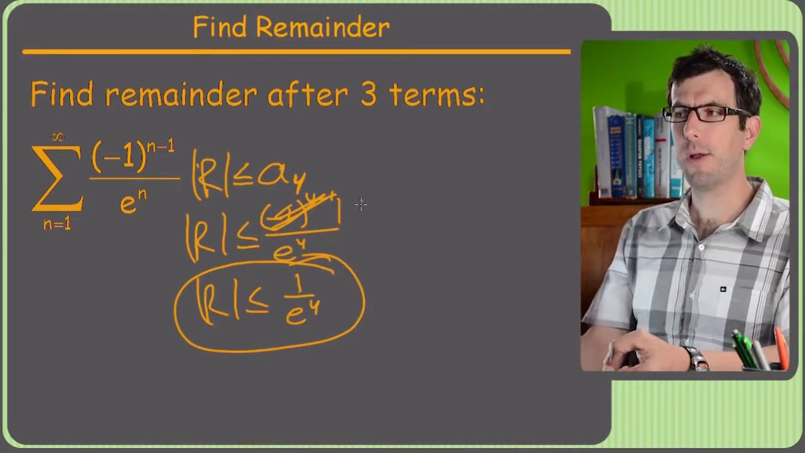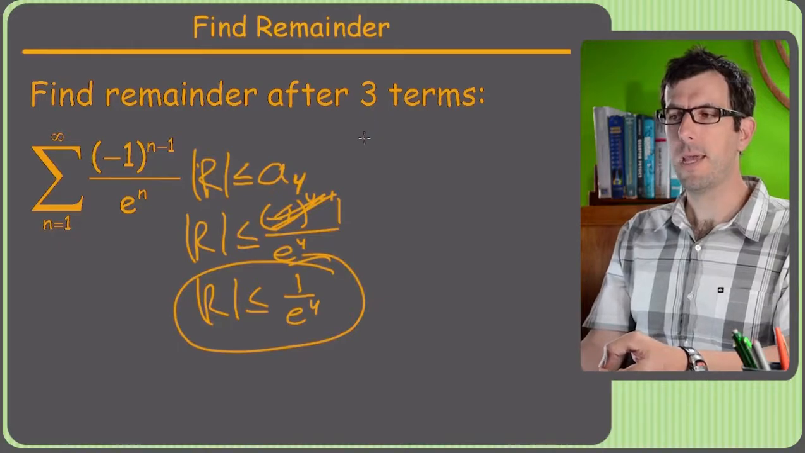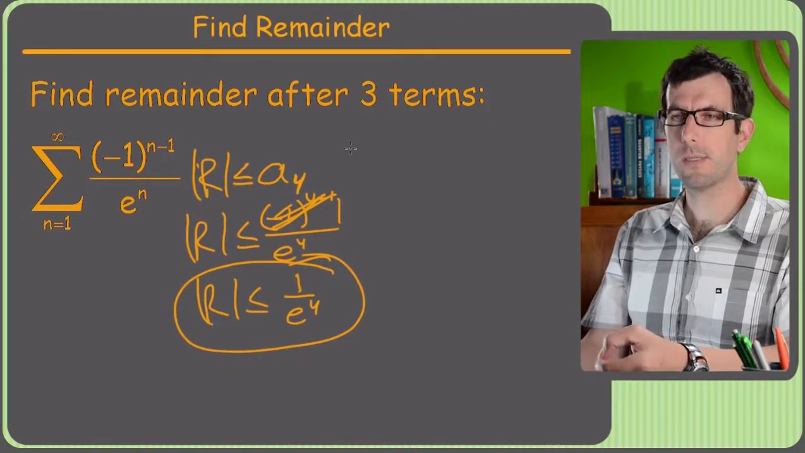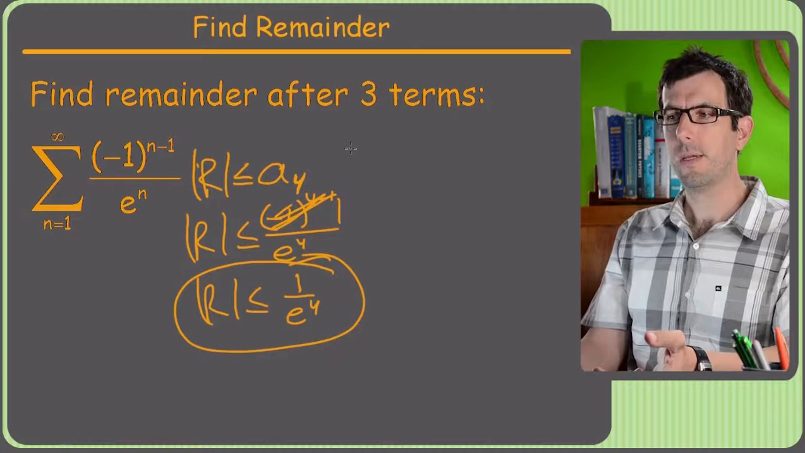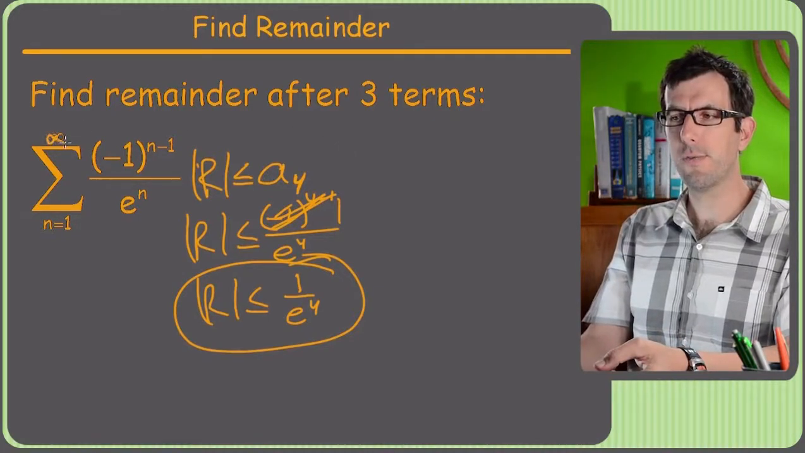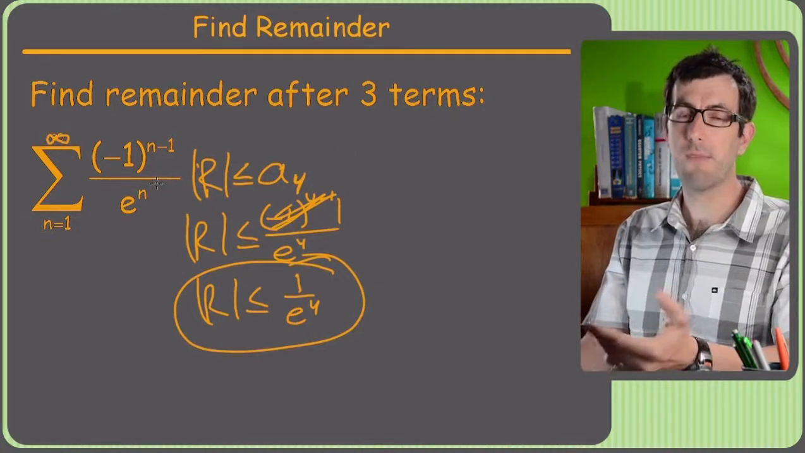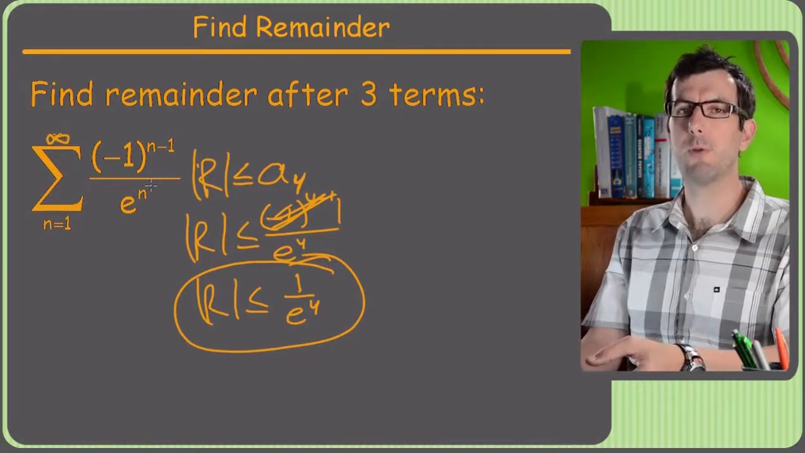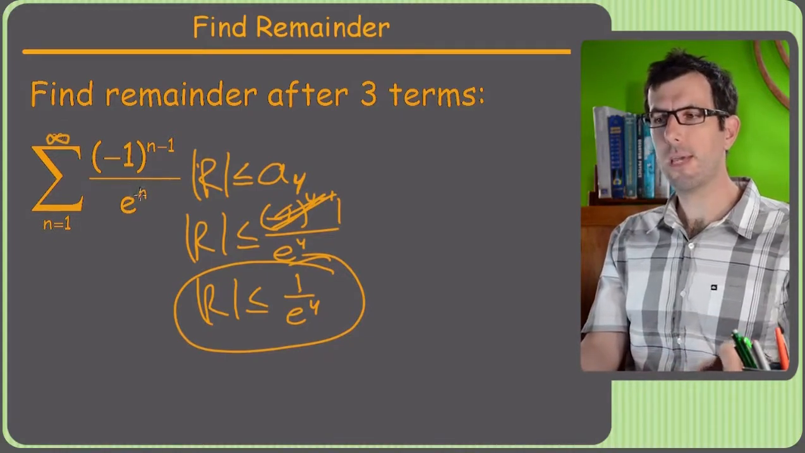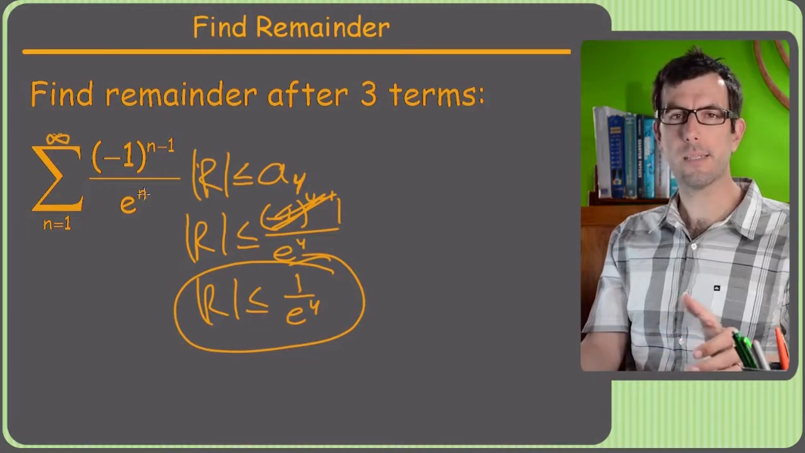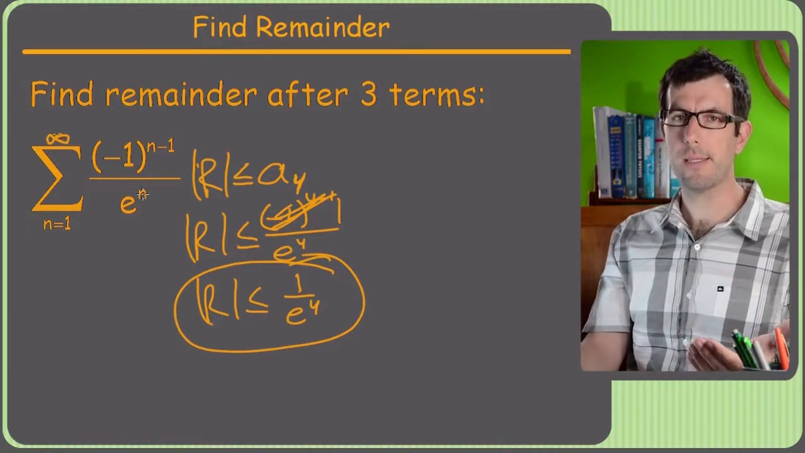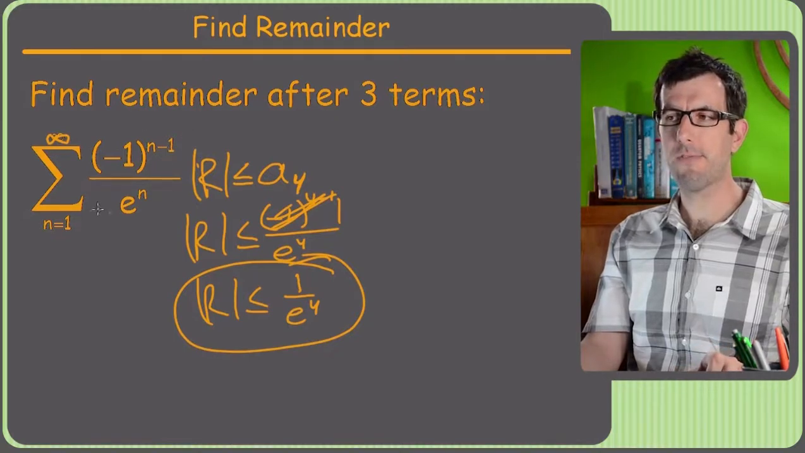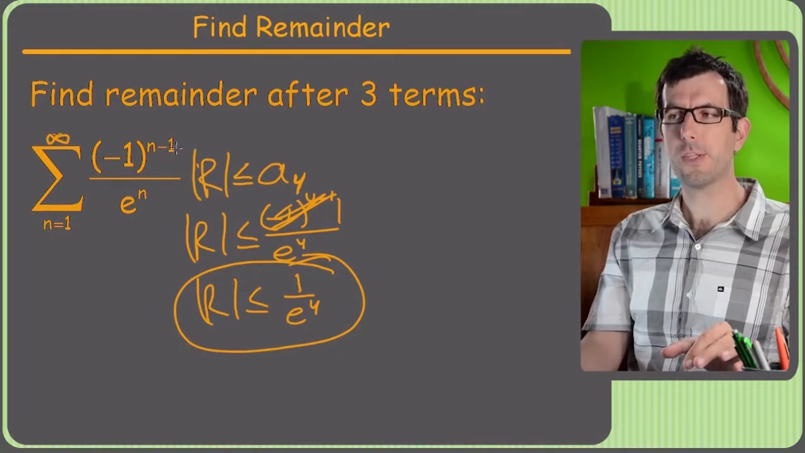You just plug in one bigger number. And sometimes the way they'll word these problems is they'll say, hey, approximate the sum of this alternating infinite series to 3 decimal places. Or they could ask how many terms you would have to plug in to get accurate to 3 decimal places. So all you have to do is start plugging in different n's until you get a term small enough.